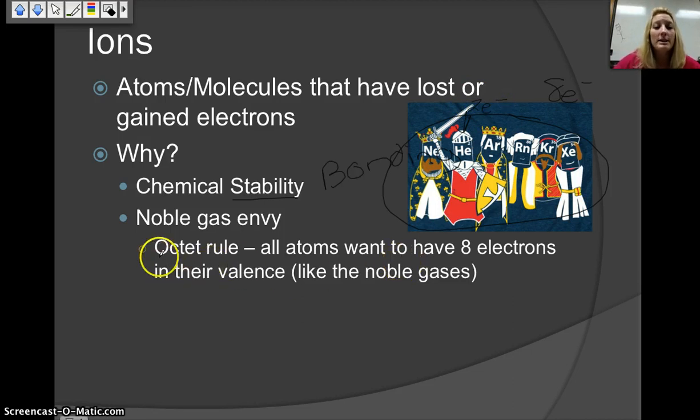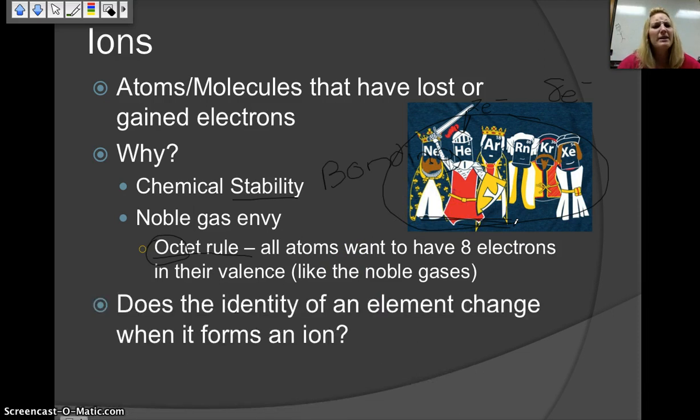So this is what we call the octet rule, is that all atoms want to have 8 electrons in their valence, just like the noble gases. They want to be like those cool kids. So the octet rule, oct means 8. Everything wants to have 8, and so they'll lose or gain electrons in order to look like these cool kids.